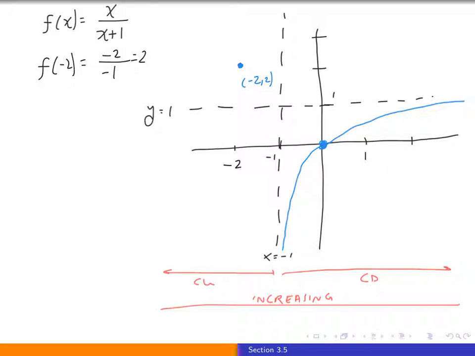So our curve passes through minus 2, 2, and in this region we are concave up and increasing. So as we move past minus 2, 2, we're increasing, concave up. So we're approaching infinity as we come to the vertical asymptote from the left. And to the left here, we must also be approaching that horizontal asymptote. So this is actually a very accurate sketch of the curve x over x plus 1.